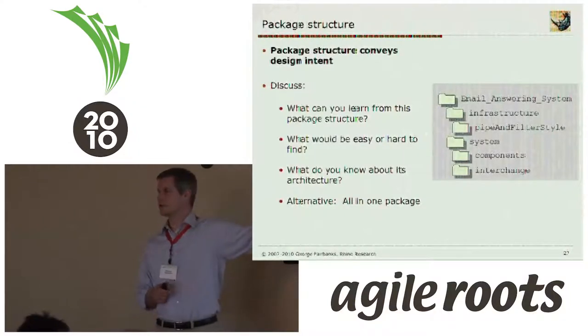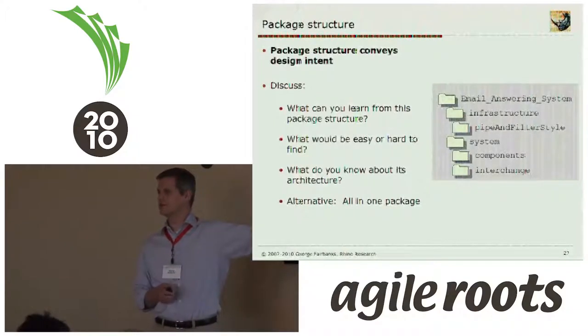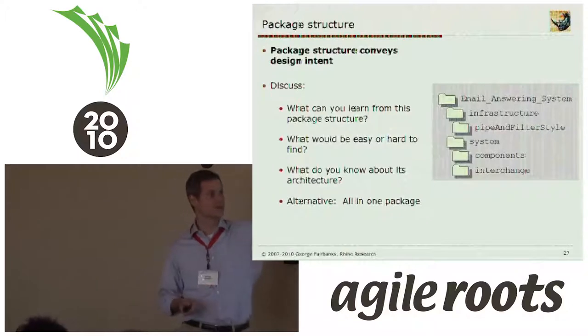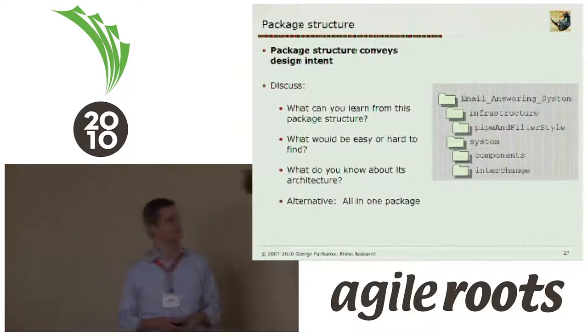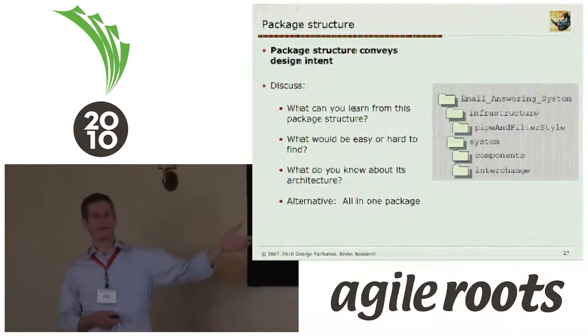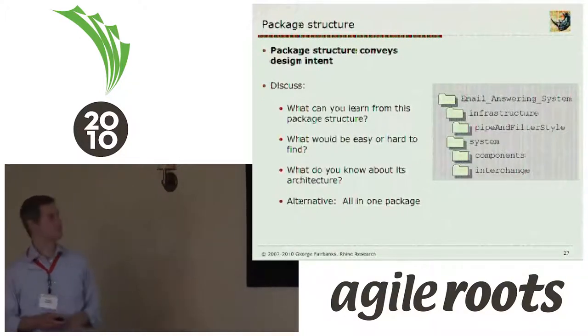There's a lot of things you could learn from this. Now, could you imagine a different packaging style? Is that how you guys package your stuff? It's not the only good one, but it's one that expresses certain kinds of things. In this case, it would be easy to find where the components are, and where the data structures are that go between the components, and presumably this is where the style things are, the pipe and filter stuff. And again, the compiler doesn't care how you organize your packages, but you do, so think about that.